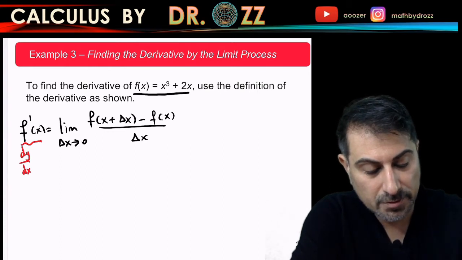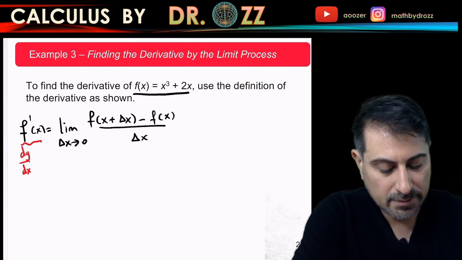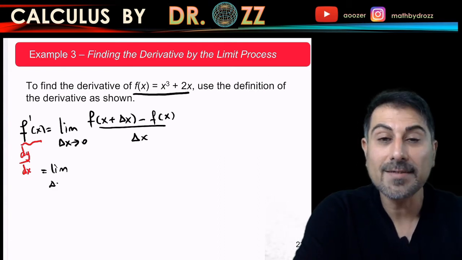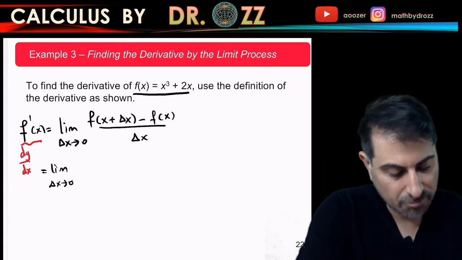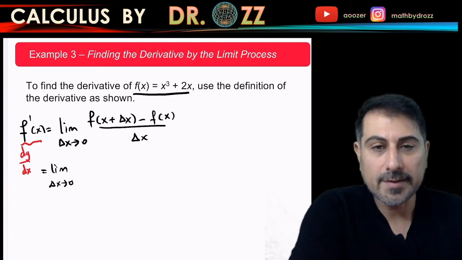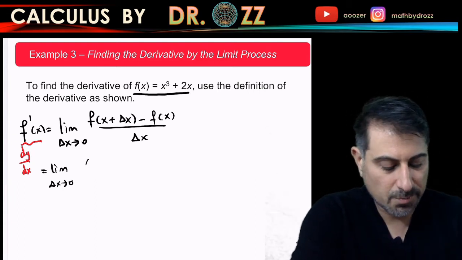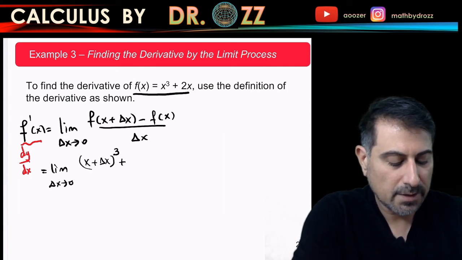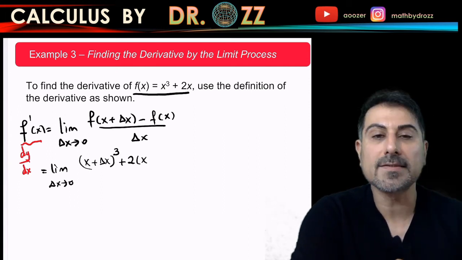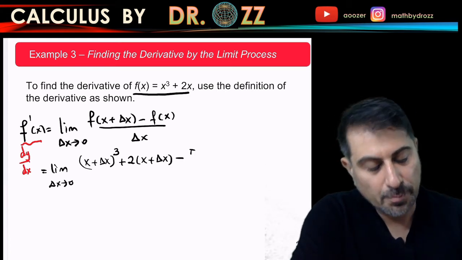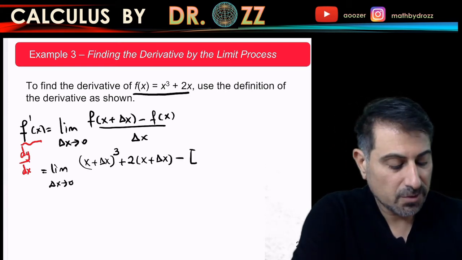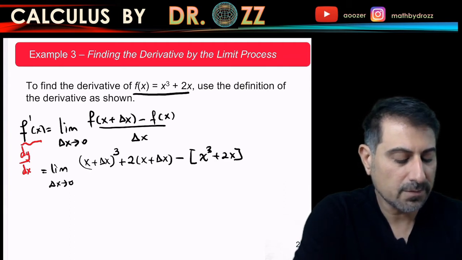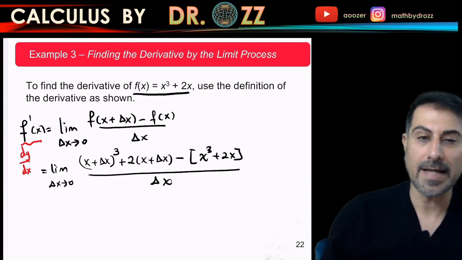Okay, so all we're going to do is to write down the top explicitly. What is f of x plus delta x? I'm going to replace x by x plus delta x in the description of f. So this would be x plus delta x cubed plus 2 times x plus delta x, minus, let me use a bracket, minus f of x, which is x cubed plus 2x. And this is all divided by delta x.